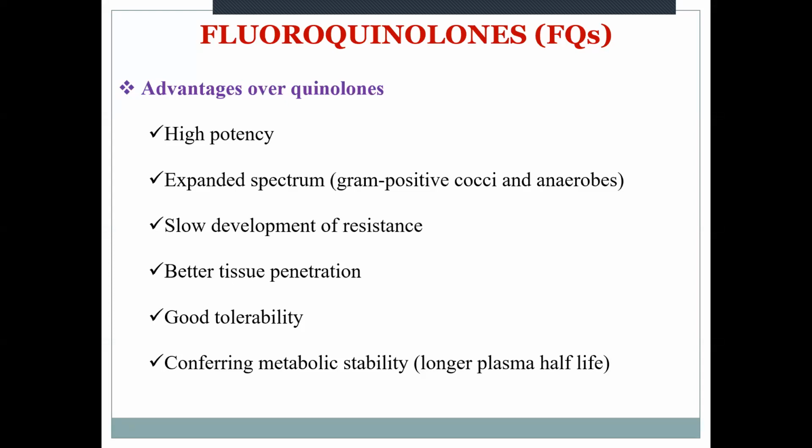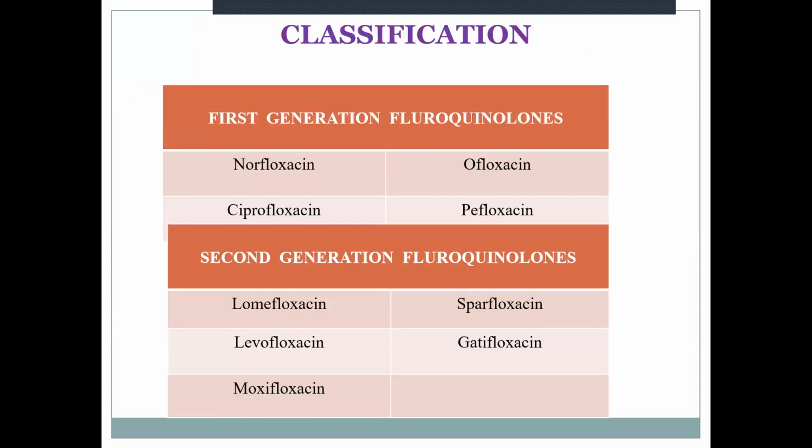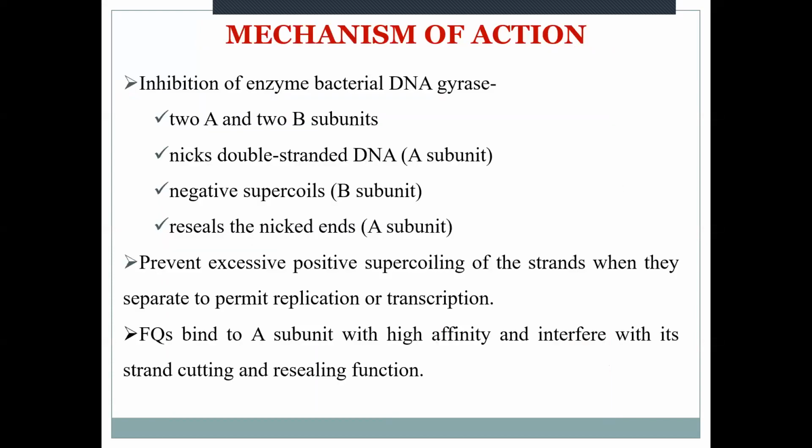They have good tolerability, and these compounds exhibit a longer plasma half-life, which provides metabolic stability, an important aspect in the pharmacokinetics of the drug. With this, we have covered both the classes. In first generation, the examples I have shown, the prototype compound is ciprofloxacin. Second generation fluoroquinolones include sparfloxacin and gatifloxacin, which you find in current practice.